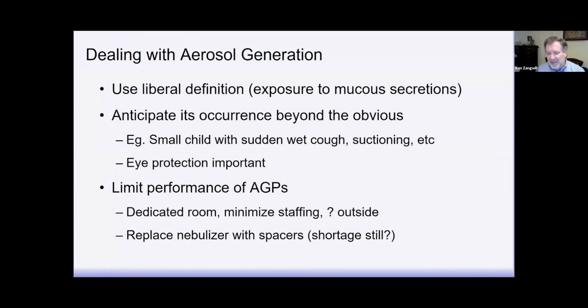I'll also share with you that there's a lot of debate as to whether nebulizers are really even that aerosolizing. You know, World Health, I think, says no. I think CDC is equivocal. And in my own personal view, I don't think it's of high risk, quite frankly. But I'll just share that with you.